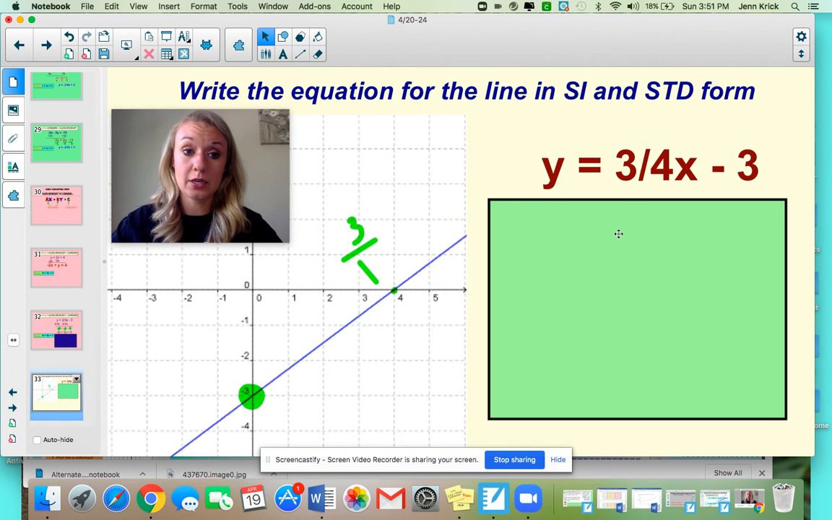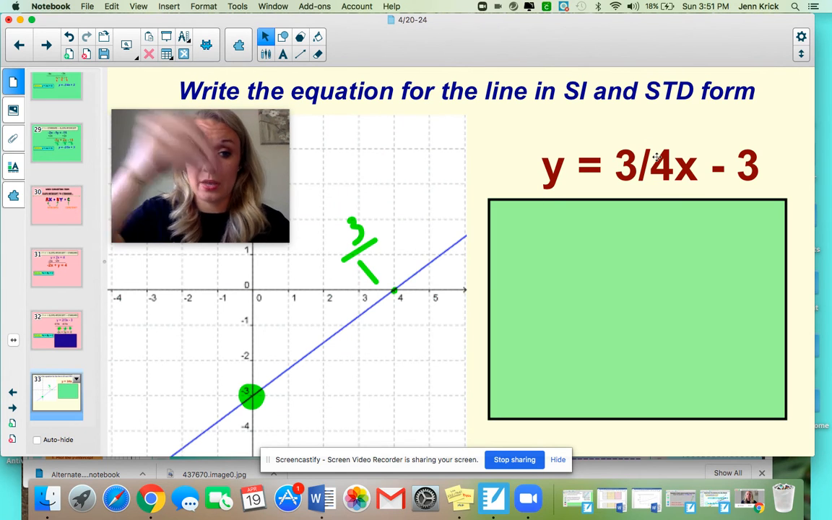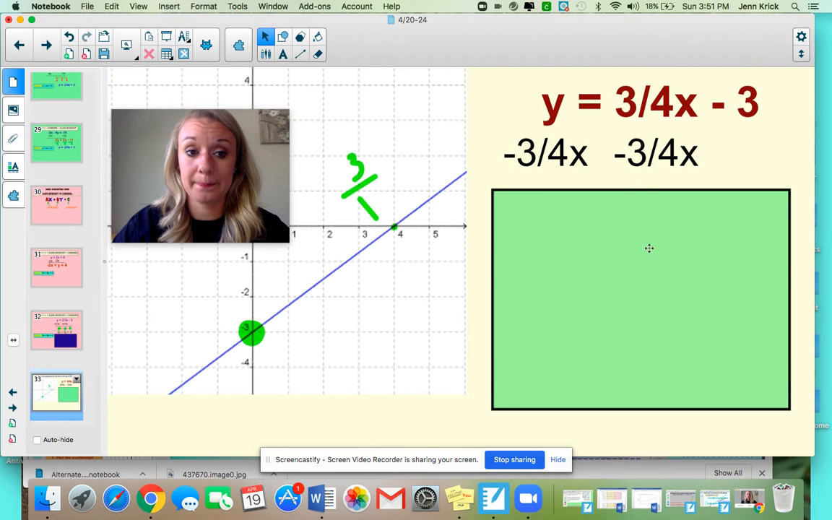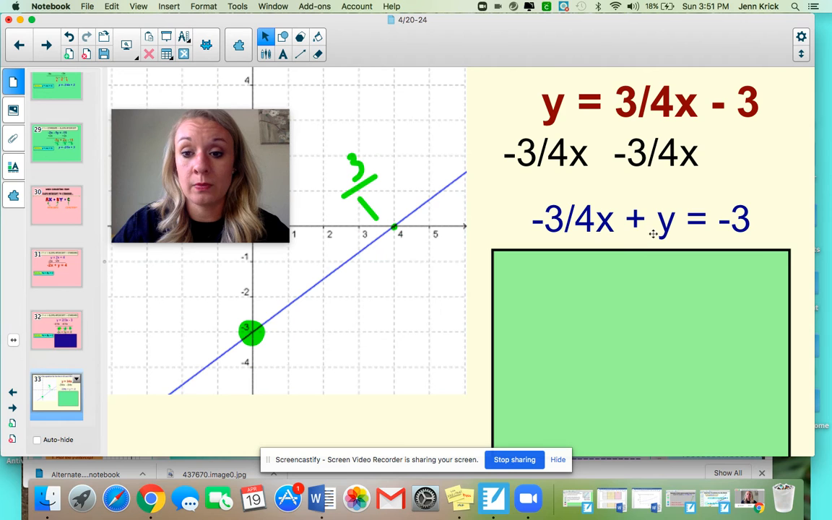Now to write it in standard form, if you want, you could just quickly convert it from slope-intercept to standard, just like we did on the slide before, super quick. So we need to move this 3/4 x term to the other side. We'll do that by subtraction because it's positive right here. Once you do that, you've got negative 3/4 x plus y equals negative 3.